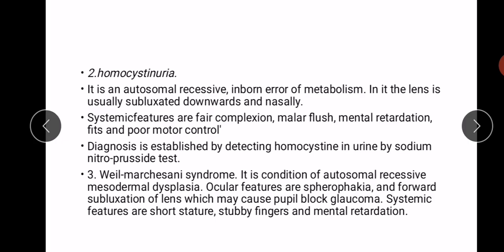Then third etiology is Weill-Marchesani syndrome. It is a condition of autosomal recessive mesodermal dysplasia. Ocular features are spherophakia and forward subluxation of lens, which may cause pupil block, glaucoma. Forward subluxation of lens occurs into the anterior chamber and it causes pupil block, glaucoma. Systemic features are short stature, stubby fingers and mental retardation for this syndrome.